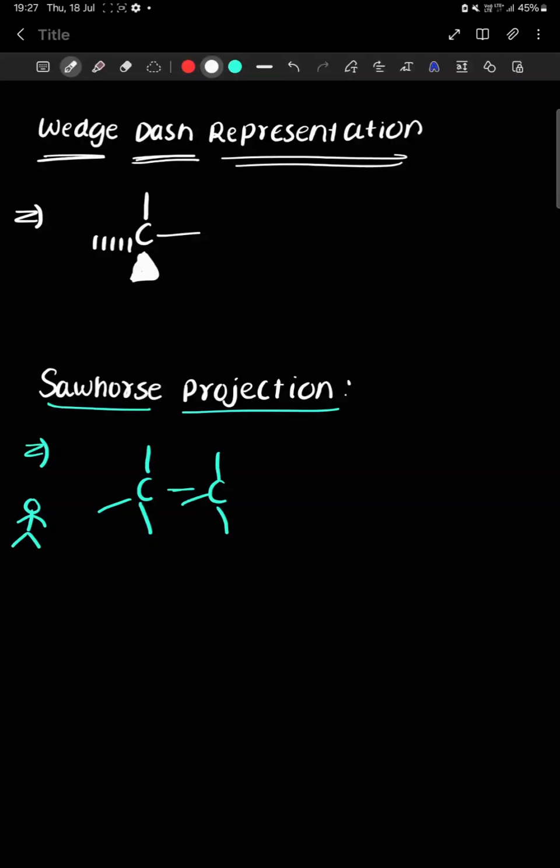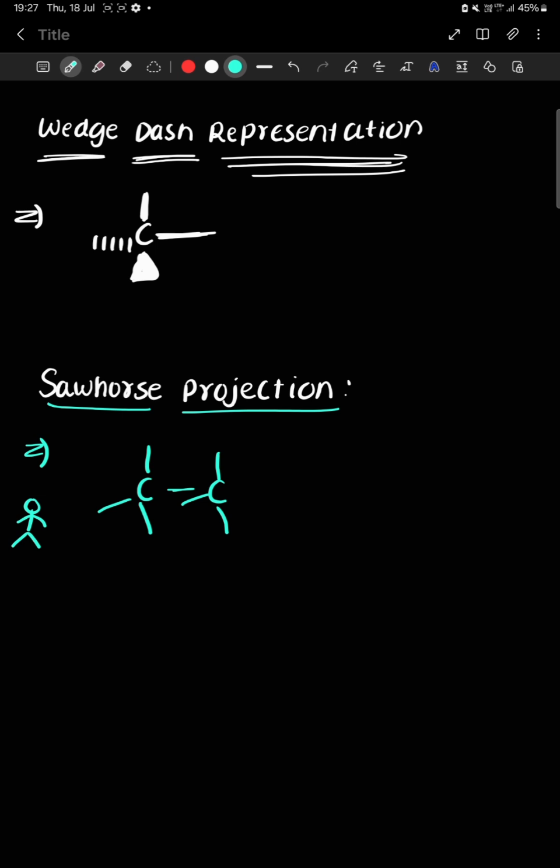Okay, so there are four major types of representations or projections. The first kind of representation is the wedge dash. So we know that carbon, when it's sp3 hybridized, has a tetrahedral shape. Assume that the screen you're watching this in is a piece of paper.